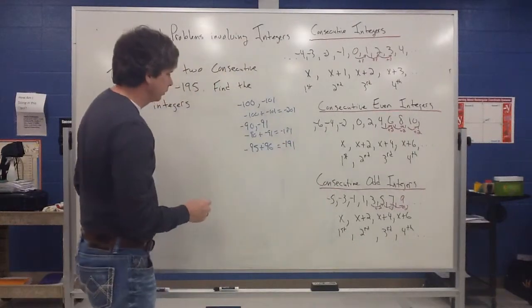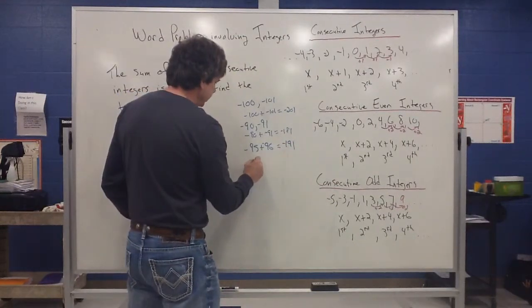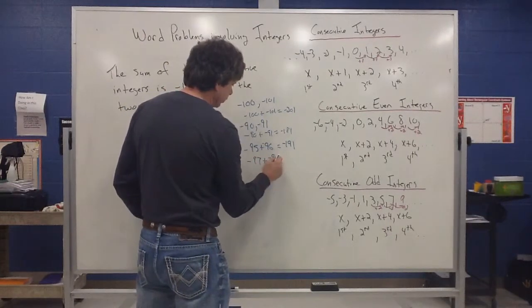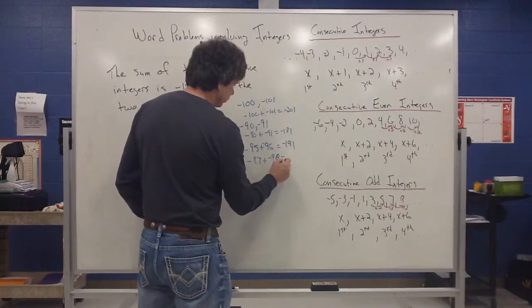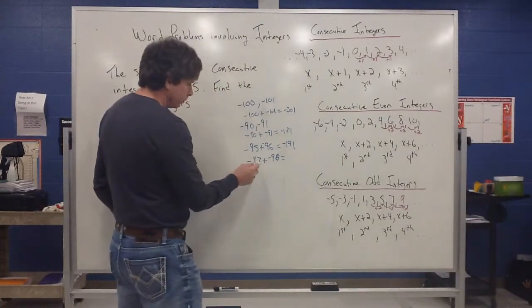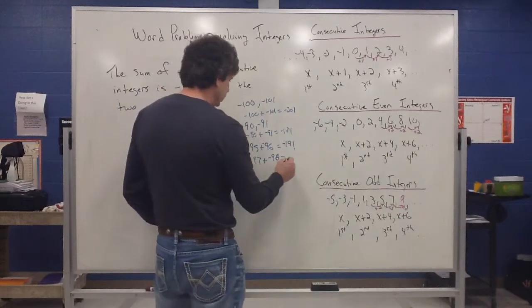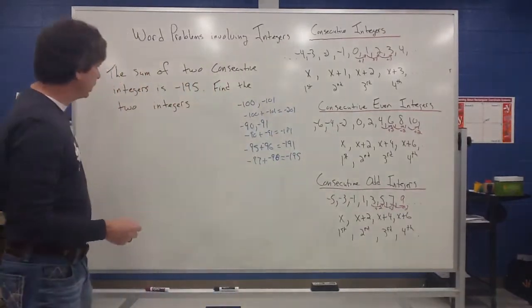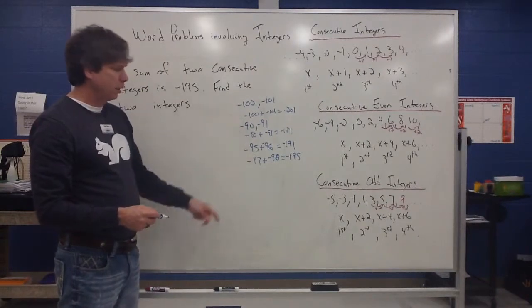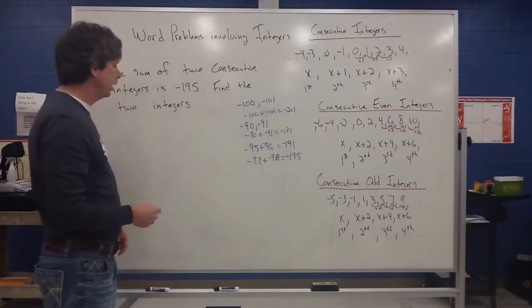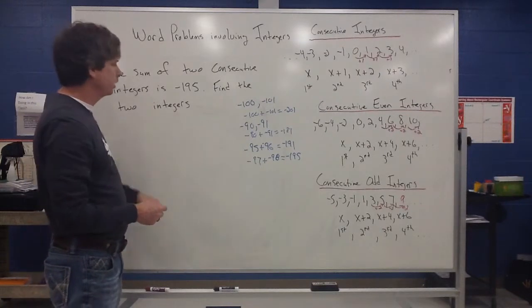I'm getting really close. Let's try maybe negative 97 plus negative 96. I'm sorry, let's go negative 98. Let's go that way. Negative 97 plus negative 98. That looks like that is going to be negative 195. So just by trial and error, I'm figuring out that negative 97 and negative 98 does give me a negative 195, and they are consecutive integers.